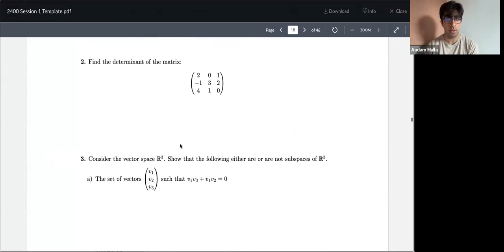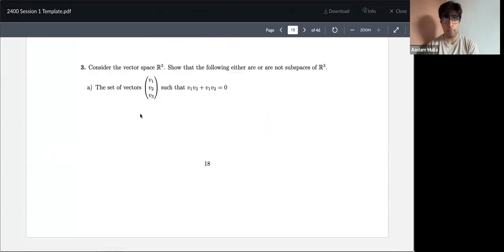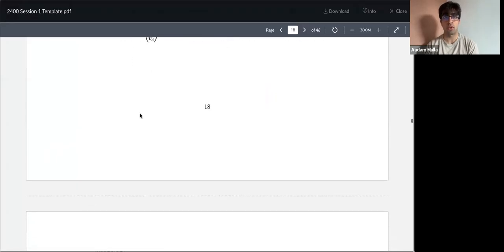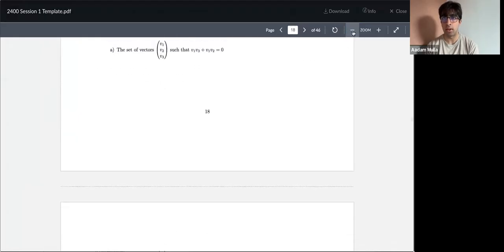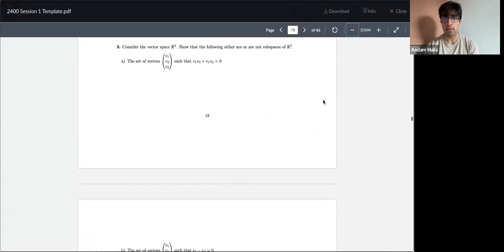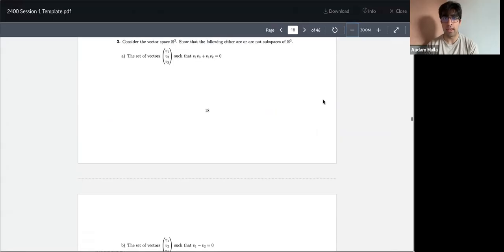You guys say you know how to find determinants. Let's do 3. First, I want to try 3B because that one's a little bit more straightforward. Okay, can you guys see the problem? Take 2 minutes and think about it. Consider the vector space R3. Let's do 3B first, so ignore this guy for now.